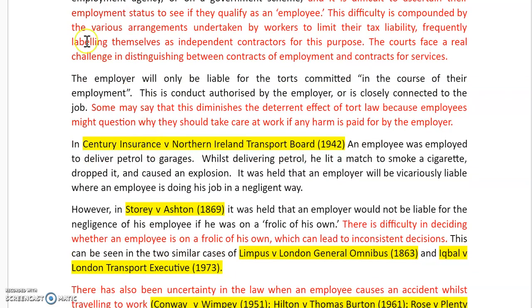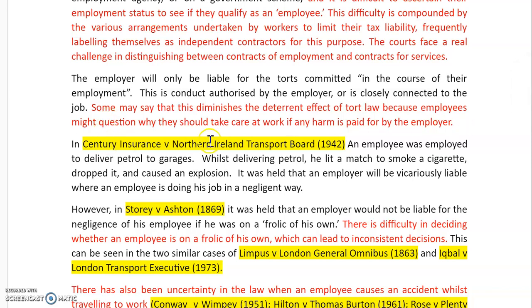The next rule that we need to look at is that the employer is only going to be liable for the torts committed in the course of their employment. And that means conduct authorised by the employer or it's closely connected to the job. Little criticism here. Some may say that that diminishes the deterrent effect of tort law because employees might question whether they should take care at work if any harm is paid for by the employer.